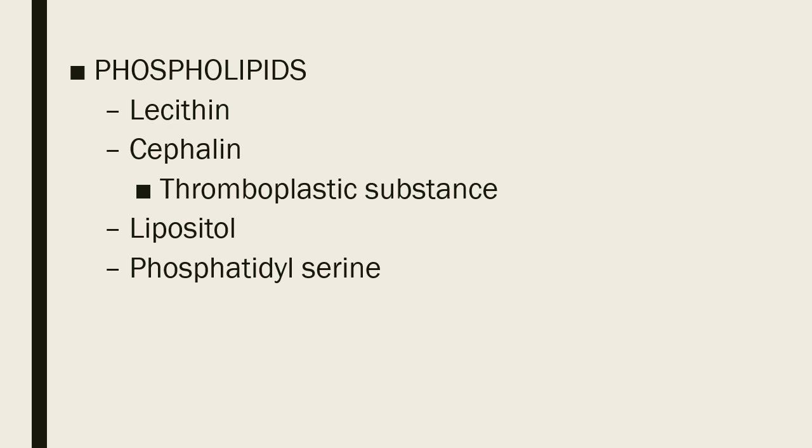Okay, and so with your lecithin, it has roles in maintaining your structural integrity, and you also have there a precursor of your neurotransmitters. Then you have your cephalin, and this one is what they call a thromboplastic substance. Of course, you have your ethanolamine, and then you have your lipositol, and then you have your phosphatidylserine.